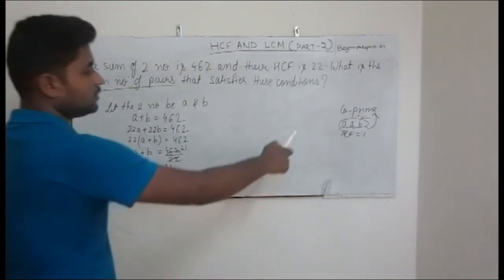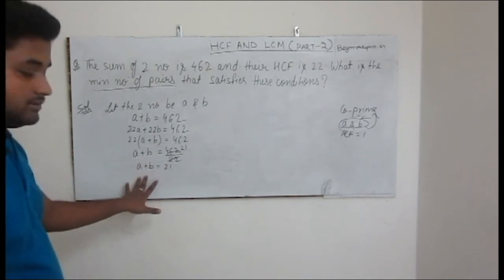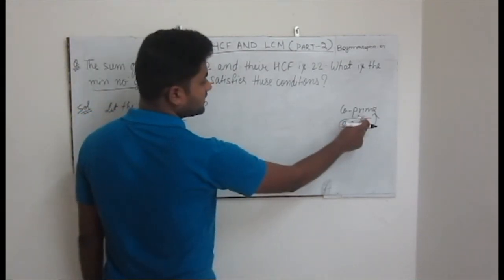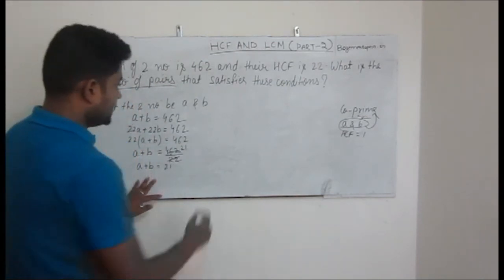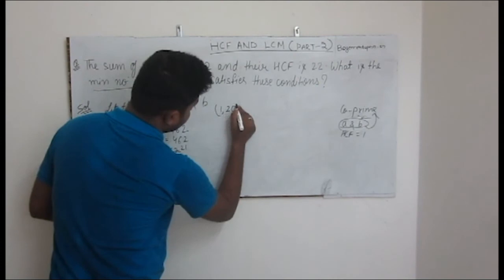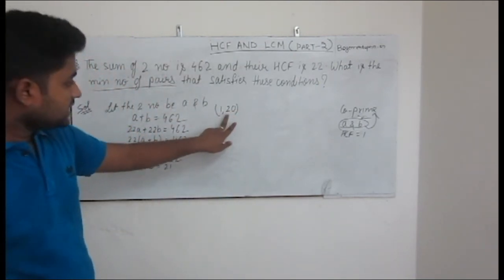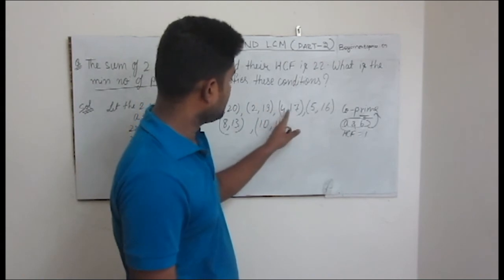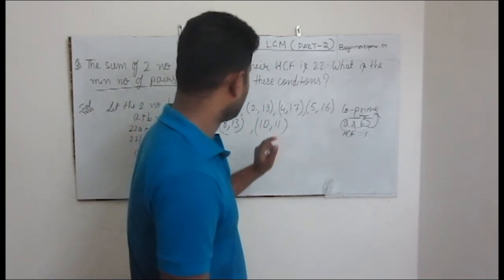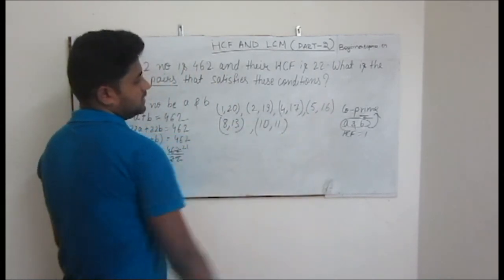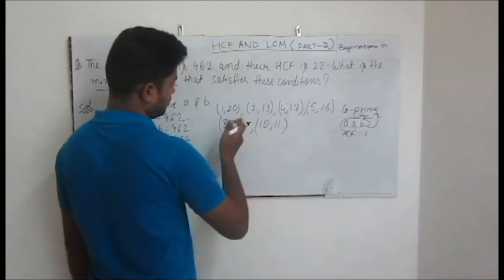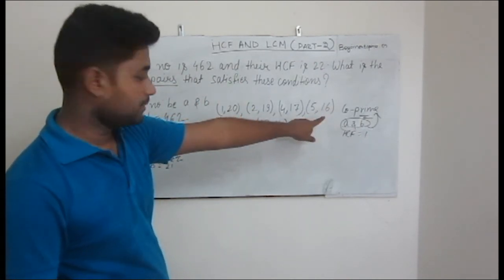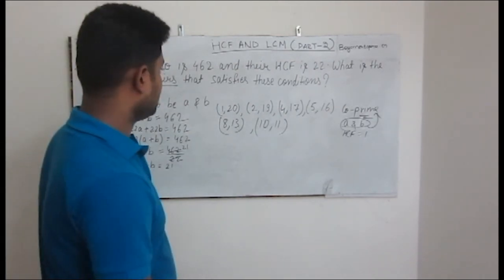Now, by using the concept of co-primes, we can find the number of pairs. Co-prime says two numbers are co-prime if their HCF is 1. We can write 1 comma 20 as the first pair because their HCF is 1. So these are the required pairs: 1 comma 20, 2 comma 19, 4 comma 17, 5 comma 16, 8 comma 13 and 10 comma 11. As we can see, in each pair the HCF is always 1, so all these pairs are co-prime. Whenever this type of question comes, try to apply the concept of co-prime, which will help you in solving this type of problem.